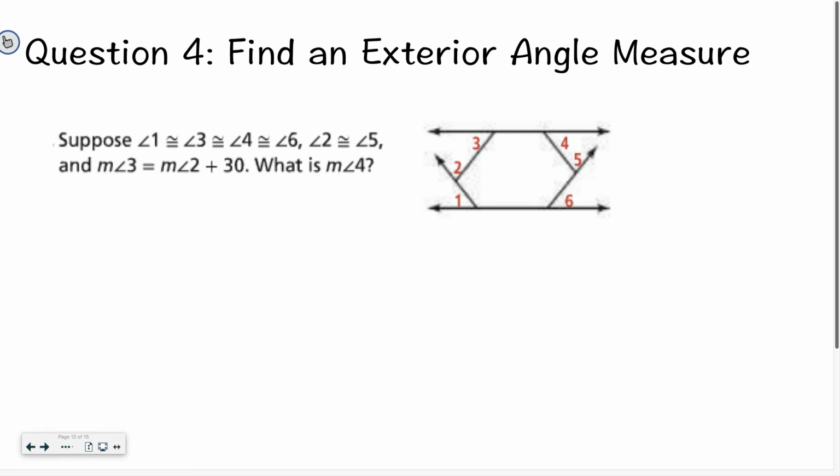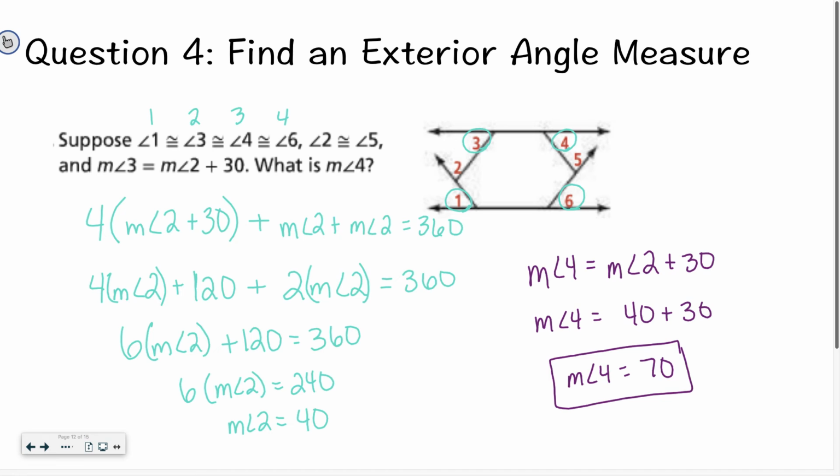All right, so this is going to be really similar to what you just did. Remember, you're going to set up an equation. Remember, these are all exterior angles. They're not inside the shape. And you want to figure out what is the measure of angle 4. Good luck.